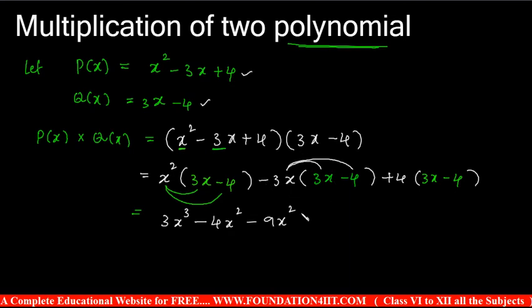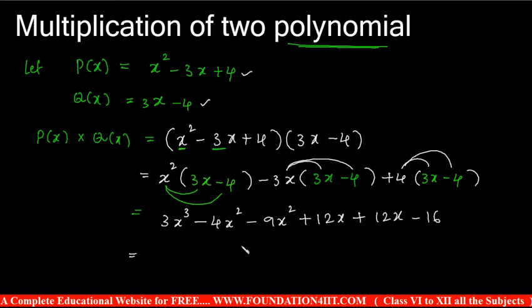Now again minus into minus is plus, 3 4s are 12, only x is there. Next plus 4, the same with both: 4 into 3x is 12x, plus into minus is minus, 4 4s are 16. So in this step we get a total of 6 terms, because here there are 3 and here 2, and 3 2s are 6.